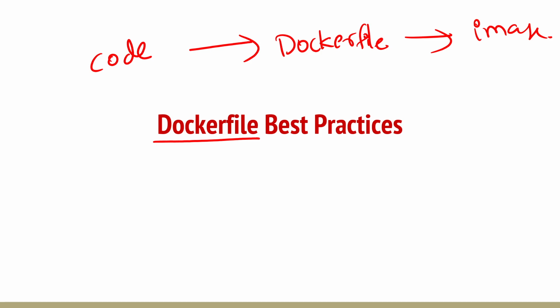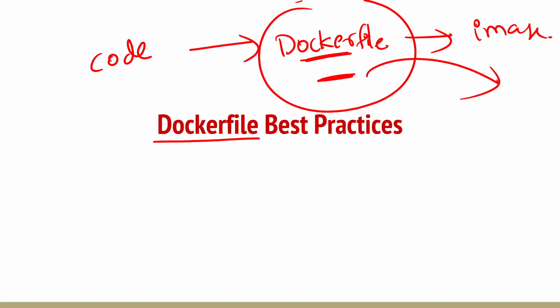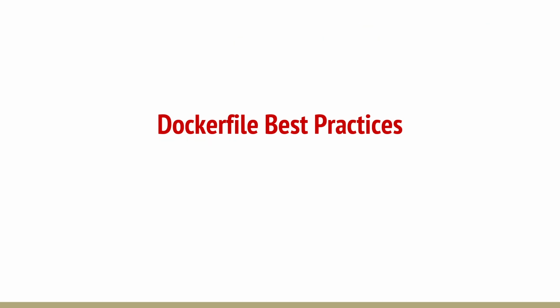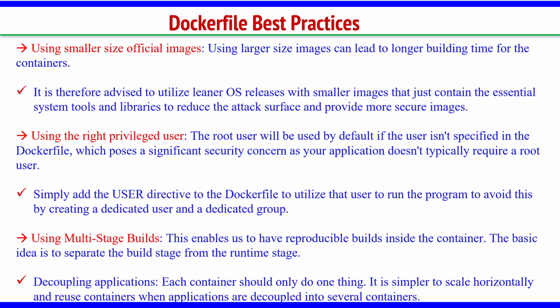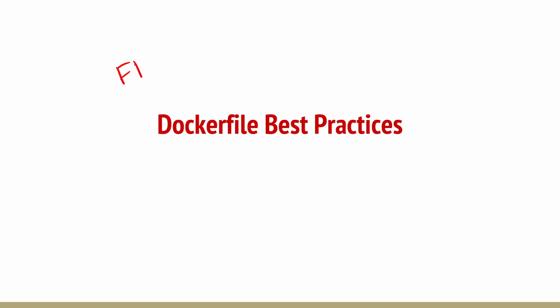So, we are writing a lot of instructions inside a Dockerfile. Maybe there are some instructions that will not be known to others, so we have to follow certain guidelines when working with Dockerfiles. The first one is using smaller size official images. If you remember, when I said FROM Ubuntu:22.04, we are always using base images.